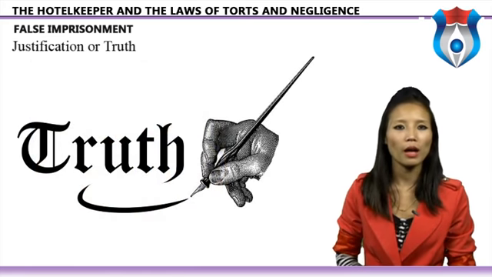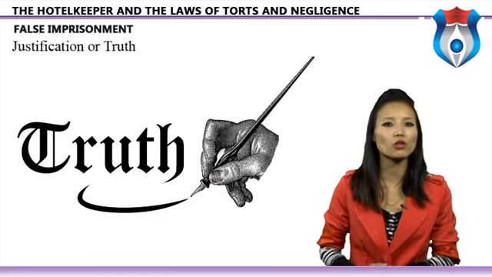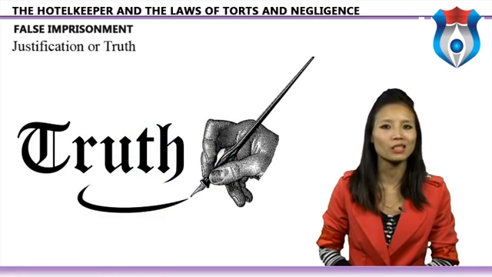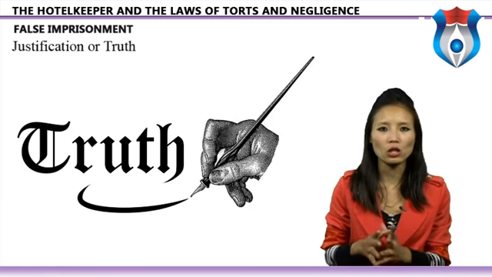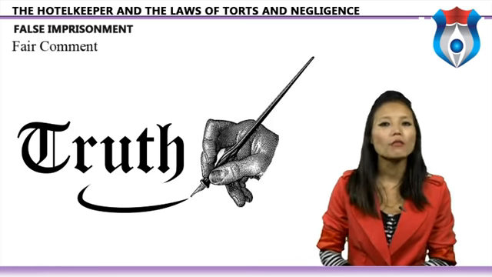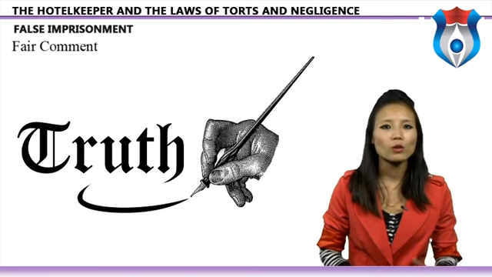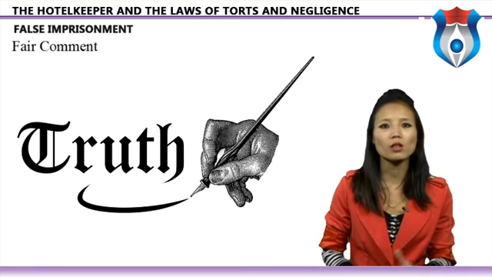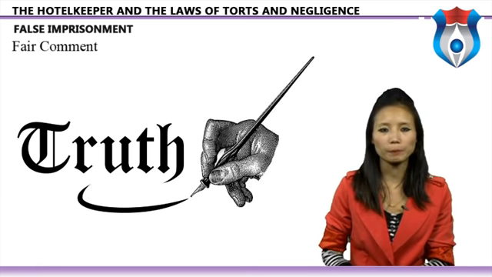Justification or truth. In a civil action for defamation, truth of the defamatory matter is a complete defense. The reason for this defense is that the law will not permit a man to recover damages in respect of an injury to a character which he either does not or ought not to possess. Fair comment. Fair comment on matters of public interest is a defense to an action for defamation. For this defense to be available, the following essentials have to be fulfilled.